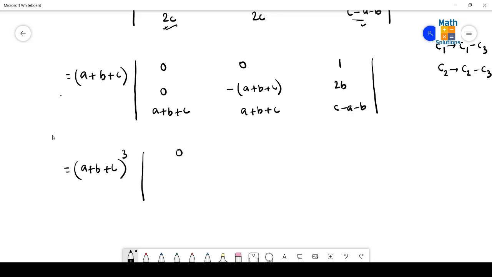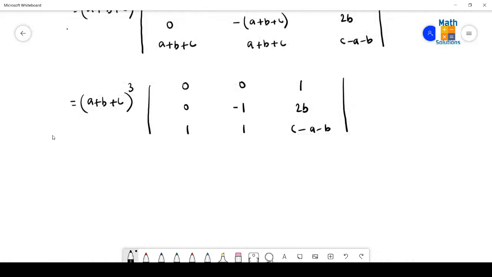Then after 0 0 1, here this is 0 minus 1 1, then after 1 twice b, then c minus a minus b. So we can expand along either row 1 or column 1. I prefer to proceed with row 1. So here I shall be getting a plus b plus c whole cube, then only 1 will be left behind, then 0 into 1, the result will be 0, then minus minus plus, it will be 1.